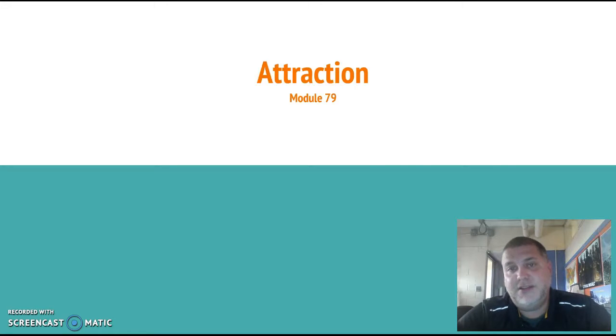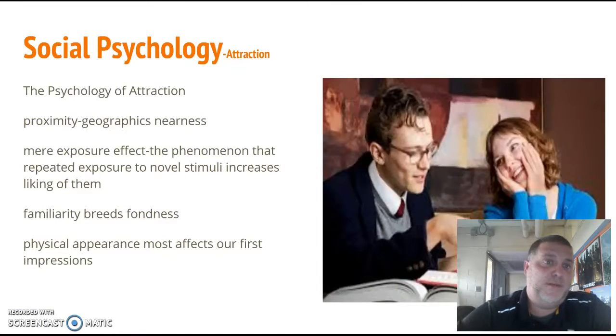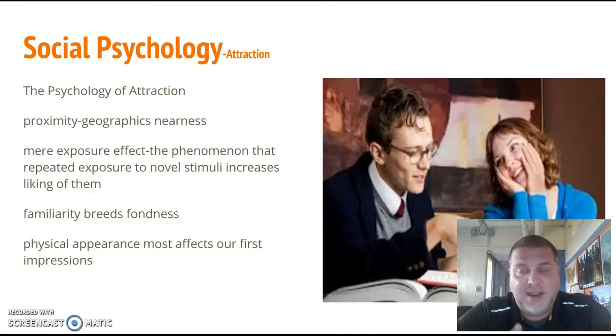Opposite of aggression is attraction. So we're going to look at this. The physical psychology of attraction is proximity, which is geographic nearness. This is saying by being close to somebody and by being around this person a lot, it can increase the ability for you to like somebody. Familiarity breeds fondness. The more you're around that person, you overlook the small things that you may have looked at earlier, and so you're okay with the way things work out.